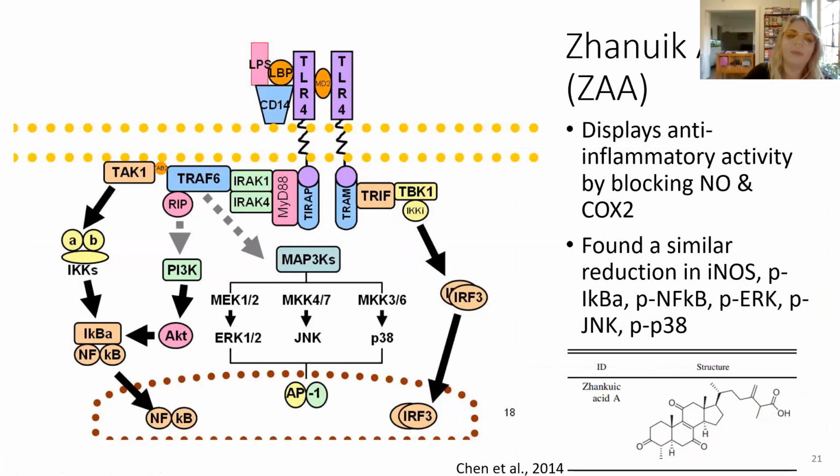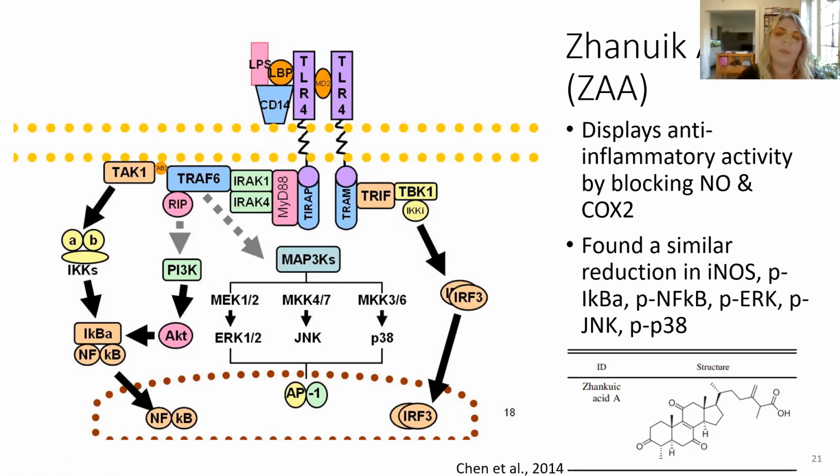And so next I'm going to briefly go over another interesting bioactive compound found in A. cinnamomea, known as xanthanolic acid A, or ZA, which is shown here. It's been previously shown to display anti-inflammatory activity by blocking NO production and COX-2 expression in microglia cells. And so in this paper, Chen et al. in 2014 set out to see how it was modulating inflammatory responses.